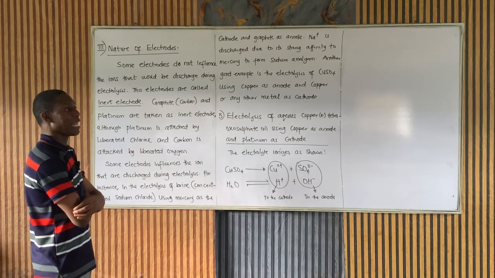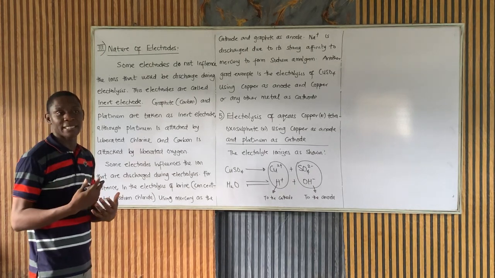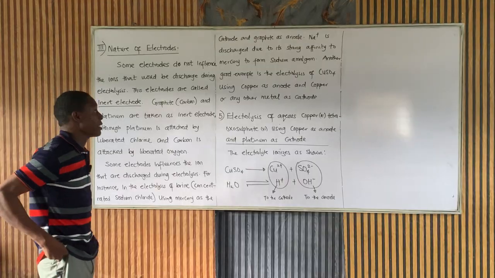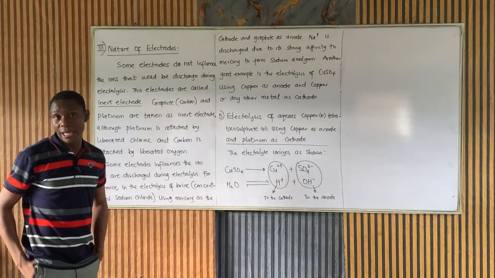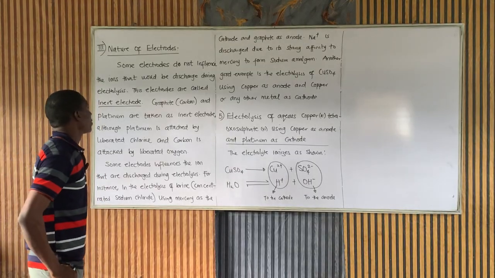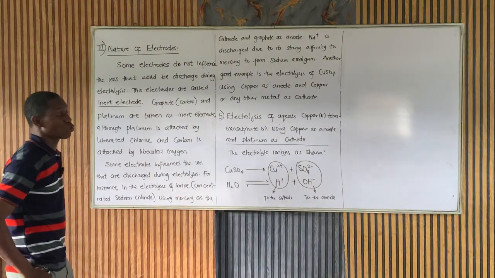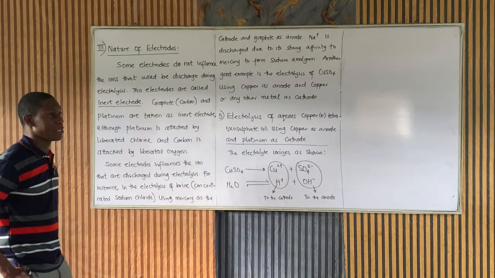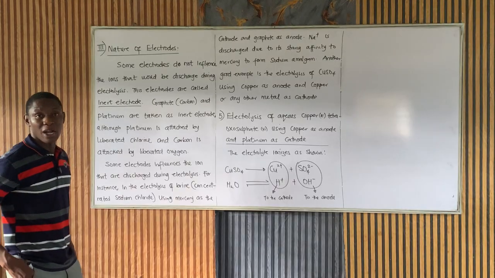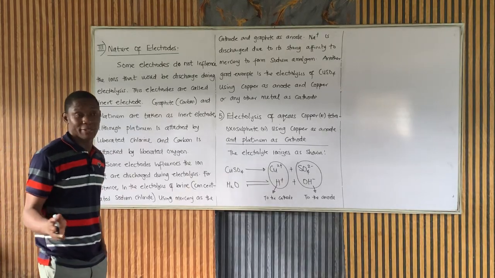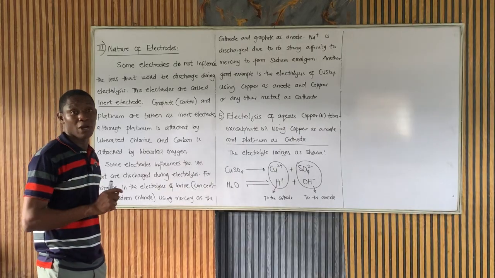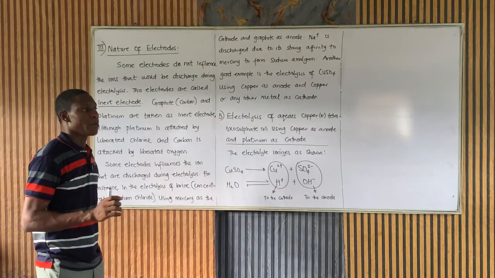Okay, so the last factor that affects the discharge of ions during electrolysis is the nature of the electrode used. You see, some electrodes do not influence the ions that will be discharged during electrolysis. These electrodes are called inert electrodes. Any electrode that doesn't influence the ion that will be discharged during electrolysis is called an inert electrode.